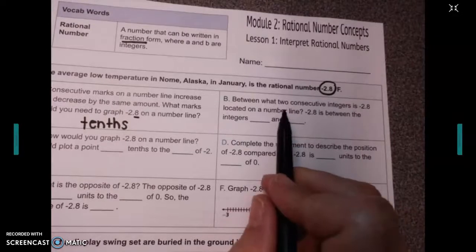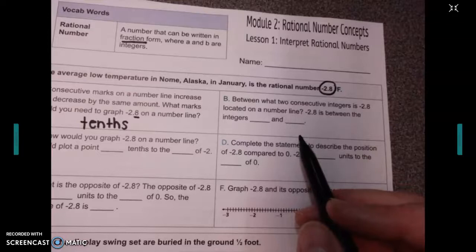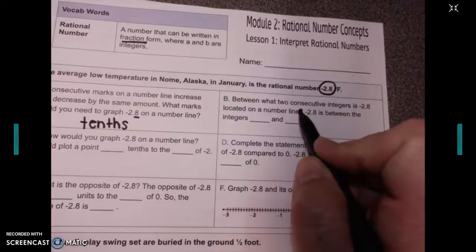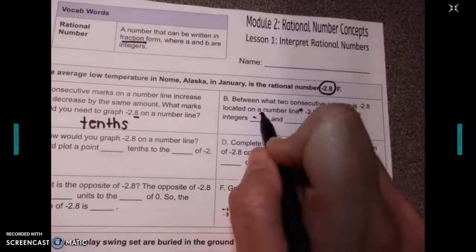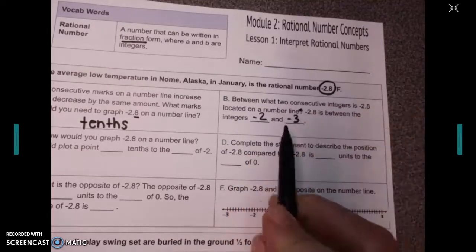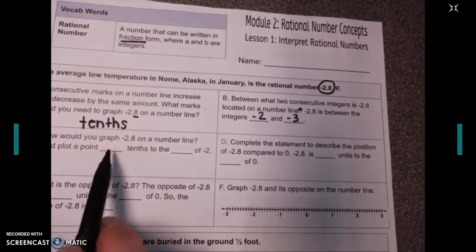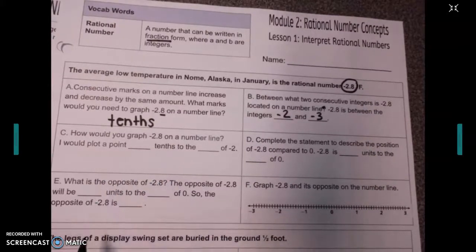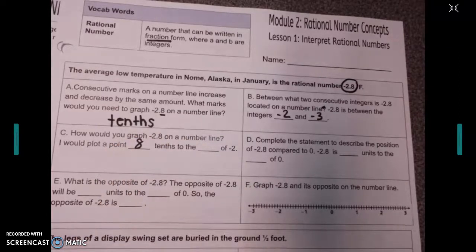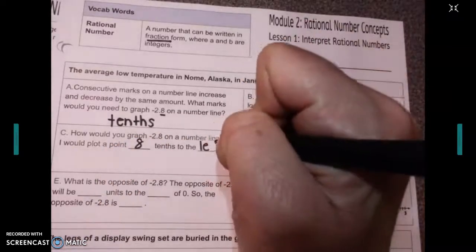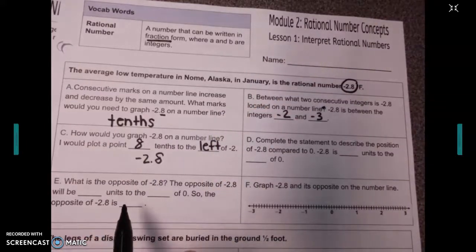B, between what two consecutive numbers, or integers, is -2.8 located on the number line? -2.8 is between the integers -2 and -3 because it falls right in between them. How would you graph -2.8 on a number line? I would plot a point 8/10 to the left of -2 because that is -2.8 right there.